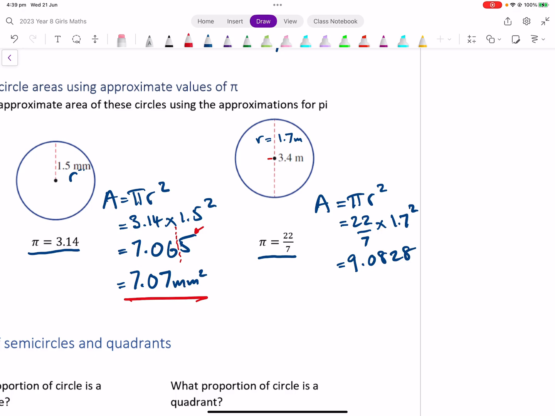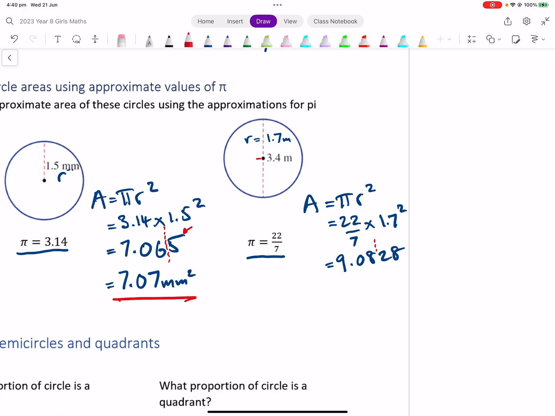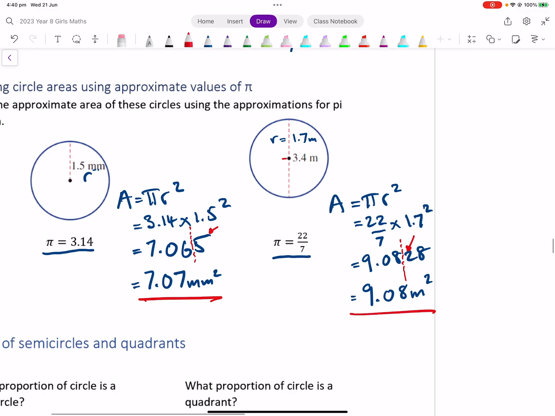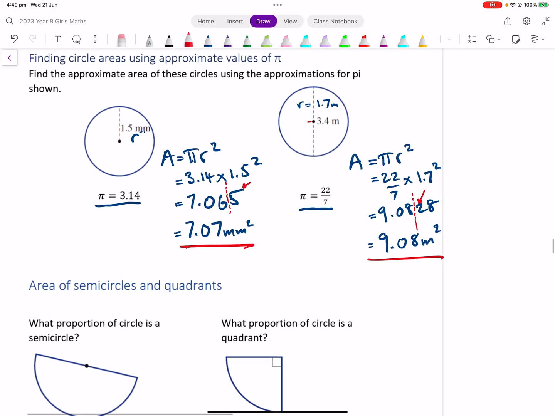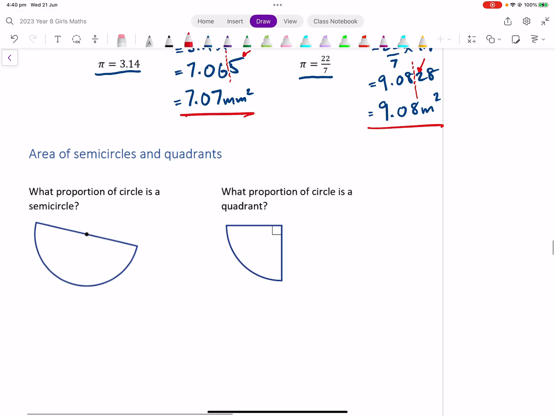All right, let's have a look at our decimal places. Our critical digit, is it 5 or more? No, it's not 5 or more. So we can leave the 8 as it is. 9.08, what are our units? Meters squared. All right, hopefully that made sense to you. Just if you're given the approximation, you've got to use the approximation. That's really all you need to remember.